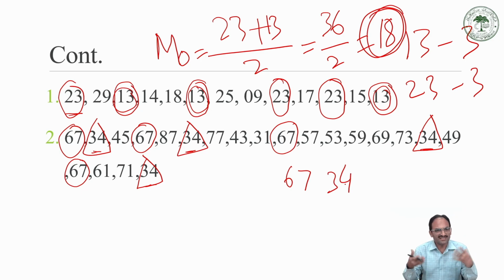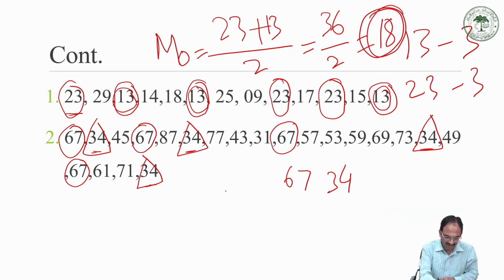Let me check whether there is any other number which is also repeating itself. Let's check 45. If you see in the whole data set, it has appeared only once. Similarly, let me check 87. 87 appears only once in the whole data set. Similarly, if you check 77, again you will find that 77 appears only once. So definitely there are only two numbers which are repeating themselves more than once, and they both are repeating the same number of times, that is 4.